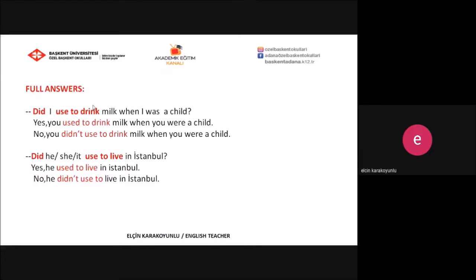Let's check with the full answers also. Did I used to drink milk when I was a child? For short answers, we can say yes, you did, or no, you didn't. But as a full answer, we can say yes, you used to drink milk when you were a child, or no, you didn't used to drink milk when you were a child. Again, did he or she or it used to live in Istanbul? Yes, he used to live in Istanbul. Or no, he didn't used to live in Istanbul.